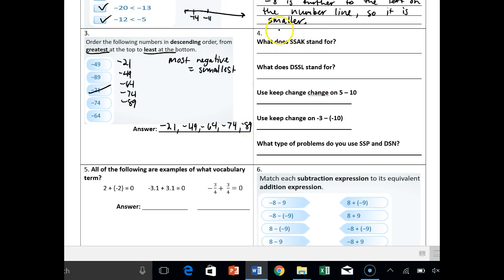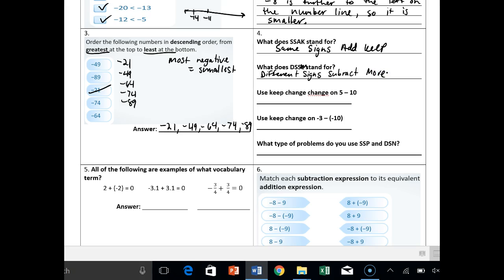Number 4, I'm going to let you, well, SSAK, same signs. Oops, I just wrote same signs, add, keep, and this should say DSSM, sorry, different signs, subtract more, right? Keep the one that is more.